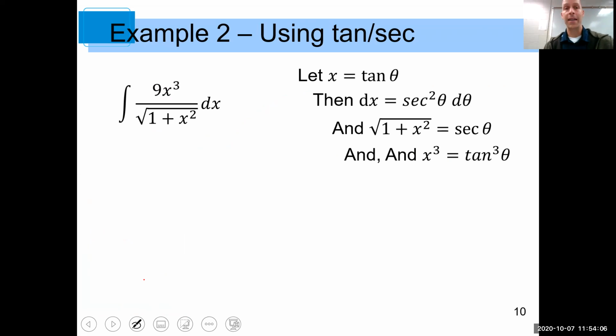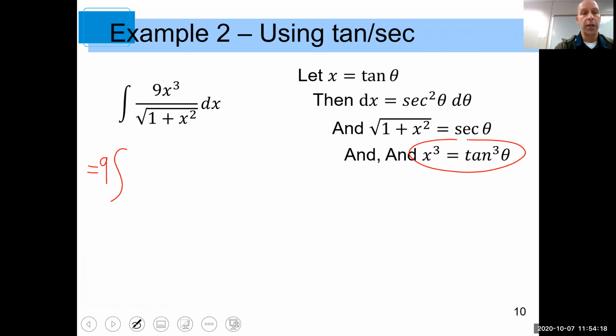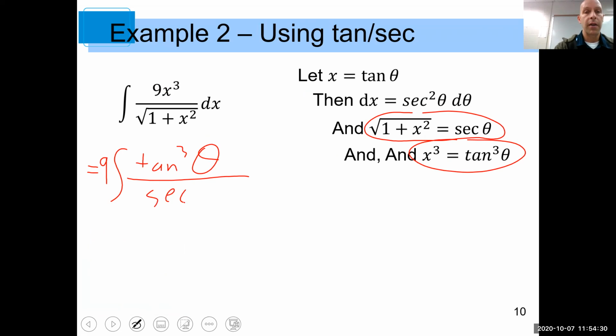I'm going to try to write as neatly as possible, guys, but I'm going to apologize. My handwriting isn't the best. So this is going to become the integral, and I'm going to pull out the 9 to the front. X cubed, well, we just established what x cubed is. It is tangent cubed theta over, and what are we going to put in for the square root of x squared? Well, that's going to be secant theta.